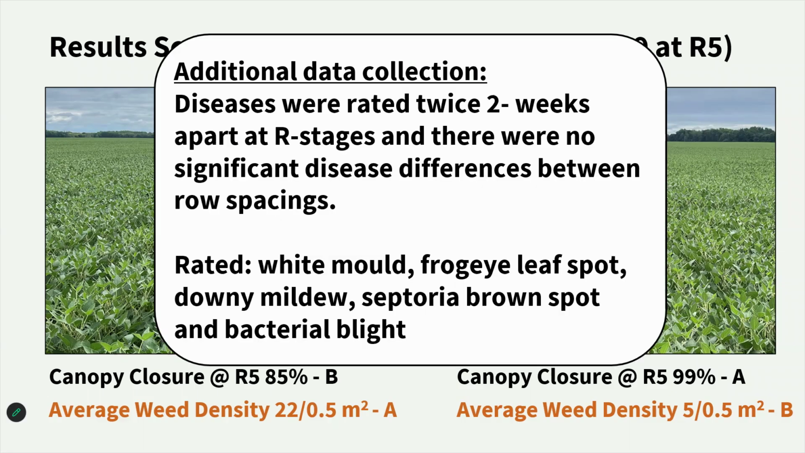Diseases were also rated at these trials twice, 2 weeks apart at the R stages, and there were no significant disease differences between row spacings. We looked at the following diseases on the screen, but there was relatively low precipitation in the growing season at these sites, resulting in low disease pressure.